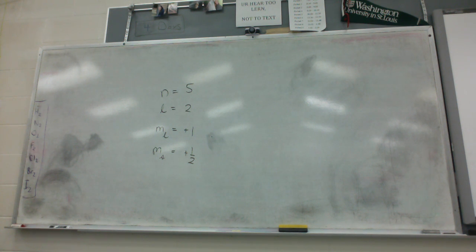For number 4, how many orbitals in each atom can have the designation 5p? 3 orbitals, because there are only Px, Py, and Pz orbitals. How about 3d sub z squared? 1.